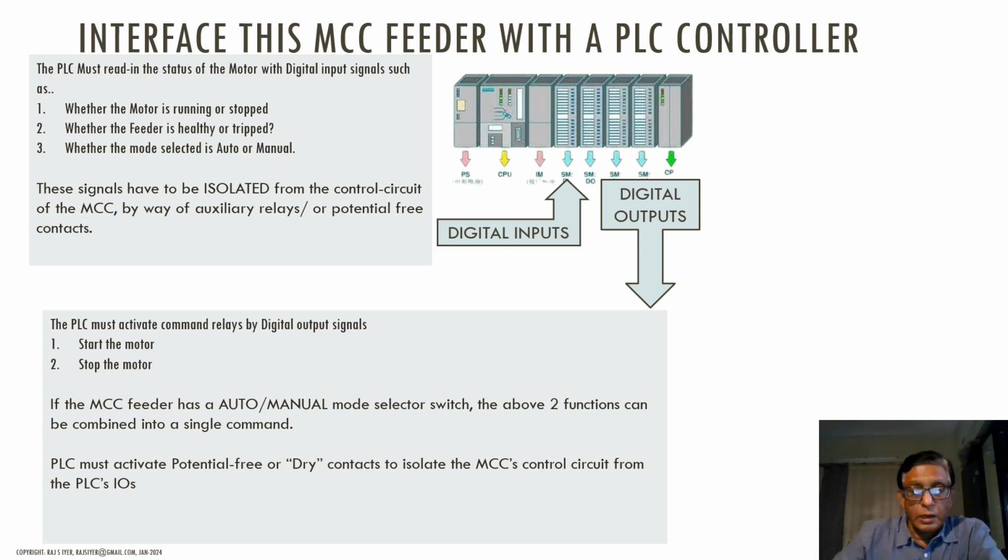Okay, and above all, the most important thing in this exercise, the MCC's control circuit should not come into the IO circuit of the PLC. It will totally destroy the total 24-volt system, everything that is connected to it. So we have to take the responsibility of isolating it so that these are kept absolutely separate, and the MCC is connected very safely to the PLC's IOs.